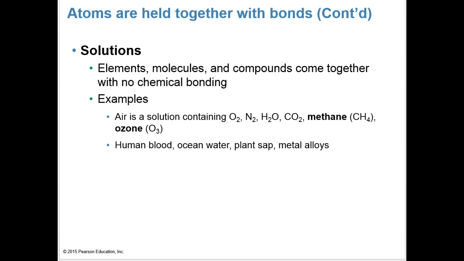Elements, molecules, and compounds can also come together in solutions without chemically bonding. Again, chemically bonding is when electrons are shared or stolen or given away, which then creates that attraction of the atoms to each other. But in solutions, there's actually no chemical bonding happening. Air in our atmosphere is a solution formed from items like nitrogen, oxygen, water vapor, carbon dioxide, methane, and even ozone. Human blood, ocean water, plant sap, and metal alloys such as brass are also solutions.